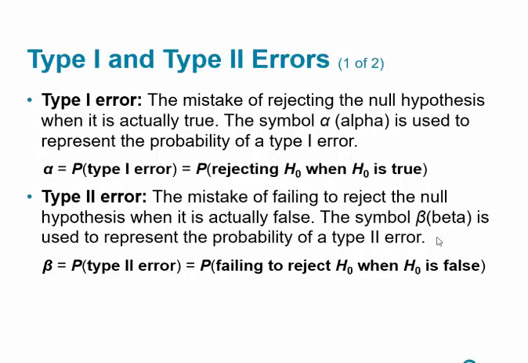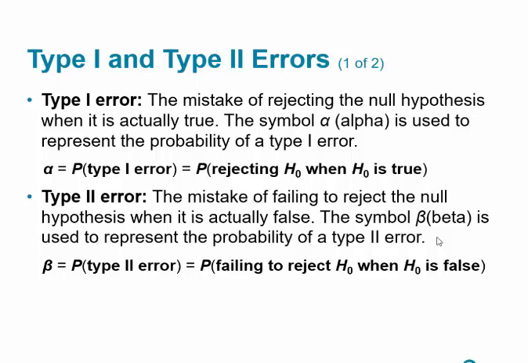We're going to talk briefly about type 1 and type 2 errors. Type 1 error: the mistake of rejecting a null hypothesis when it's actually true. The symbol alpha is used to represent the probability of a type 1 error. So alpha is equal to the probability of a type 1 error, which is equal to the probability of rejecting a null hypothesis when the null hypothesis is true.